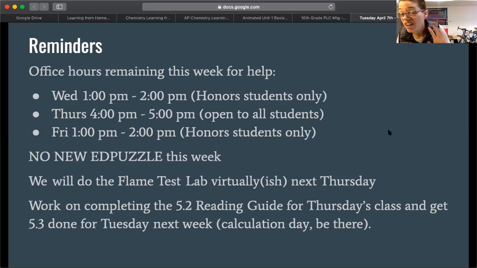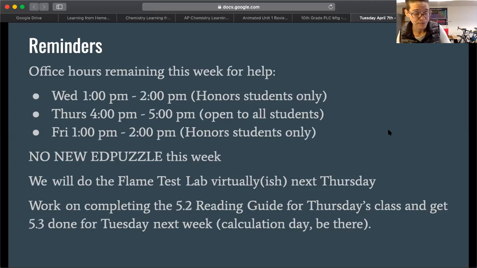So a couple of things to highlight. I am not assigning a new Edpuzzle this week because that Edpuzzle that was due last night basically covers 5.2 and 5.3, which is what we're doing this week and next week. So you have no new Edpuzzle. If you didn't do the one last night, we'll get it done and know that there's not another one coming.